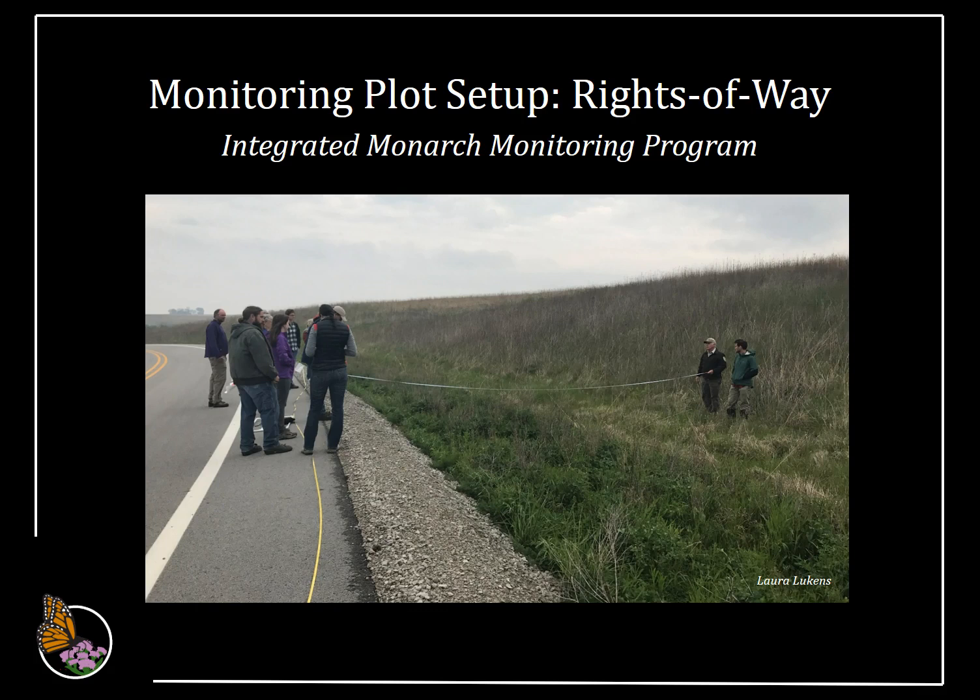If you are monitoring any type of right-of-way, you will set up the monitoring plot configuration in this video. Rights-of-way include roadsides, power or transmission lines, and railways. Most of the random IMMP points will fall along roadsides, but you may select your own power line or railway if interested.